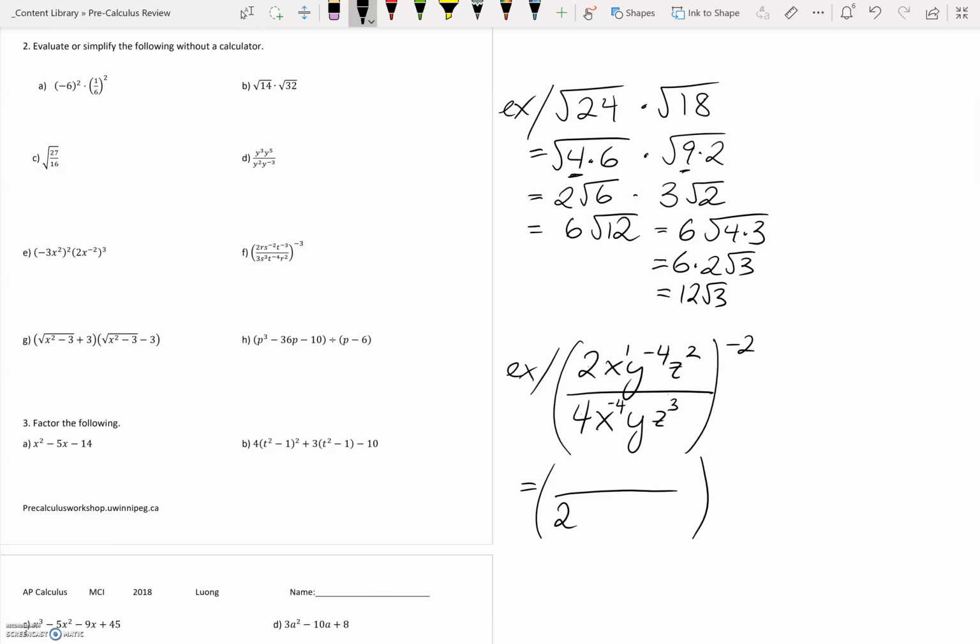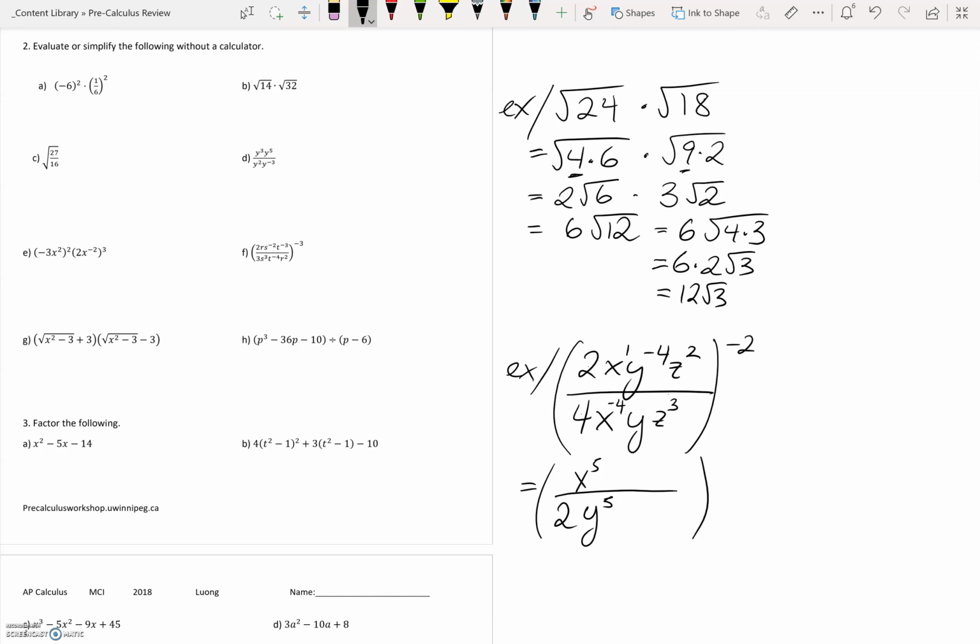So when we're dividing with the same base, we're going to subtract. So that's 1 minus -4. So minus is plus. We're going to be left with x to the power of 5. Then here we have y minus 4 and divided by y. So that's -4 minus 1. This is y to the -5. Or you can put it down in the new denominator, and this will be y to the 5.